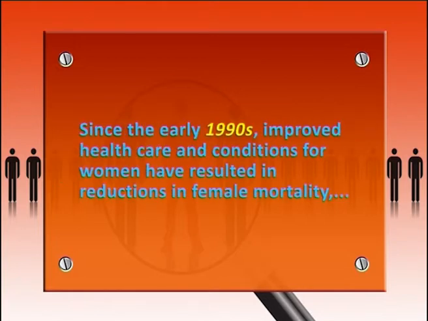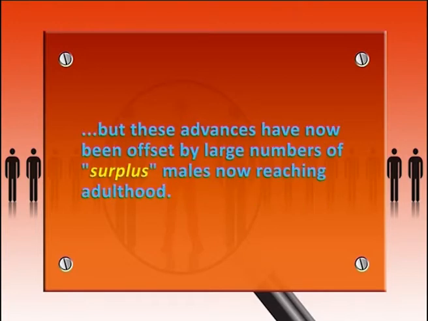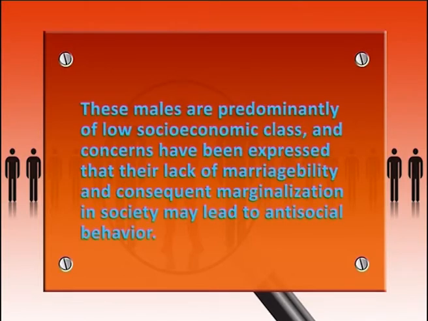Since the early 1990s, improved healthcare and conditions for women have resulted in reduction in female mortality. But these advances have now been offset by large numbers of surplus males now reaching adulthood. These males are predominantly of low socioeconomic class, and concerns have been expressed that their lack of marriageability and consequent marginalization in society may lead to antisocial behavior.